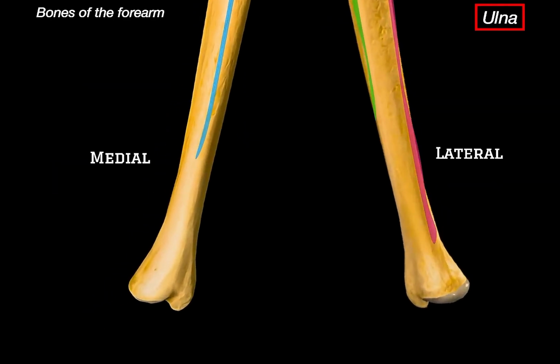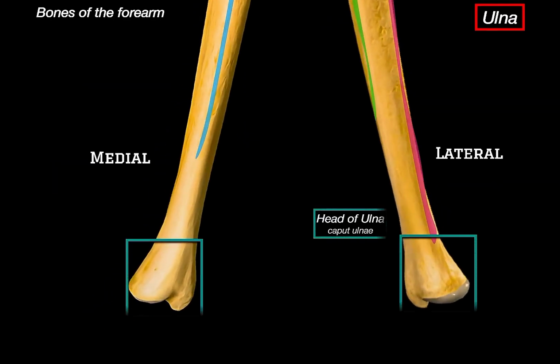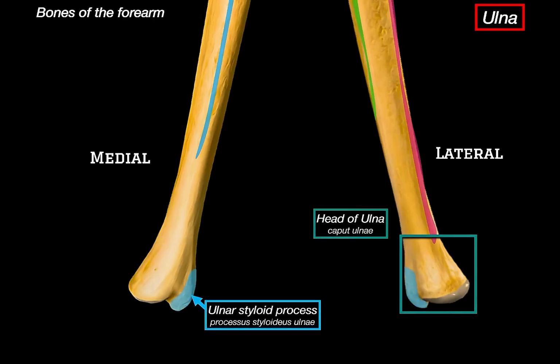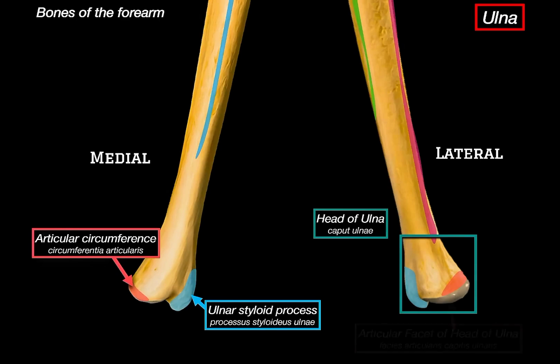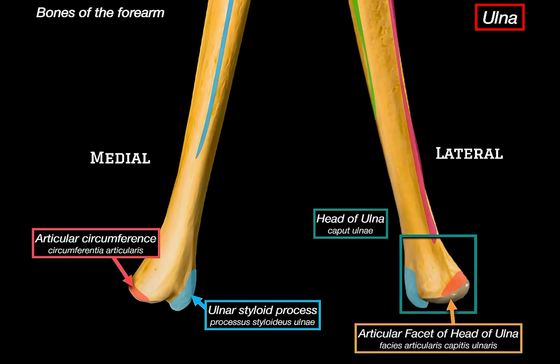Distal end of the ulna. At the lower end of the ulna is the head of the ulna, which has a rounded shape. Extending from it is the ulnar styloid process, a small projection located on the posterior and medial side of the wrist. Unlike the radius, the distal ulna does not directly participate in the wrist joint. Instead, the articular circumference of the ulnar head articulates with the ulnar notch of the radius, forming the distal radio-ulnar joint. A small articular facet on the lateral side of the head interacts with the triangular fibrocartilage complex, TFCC.